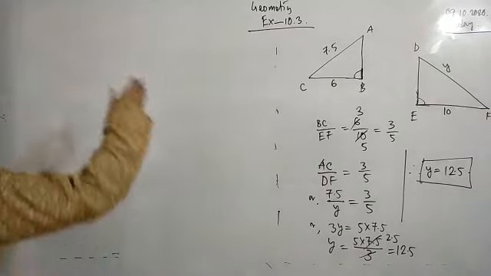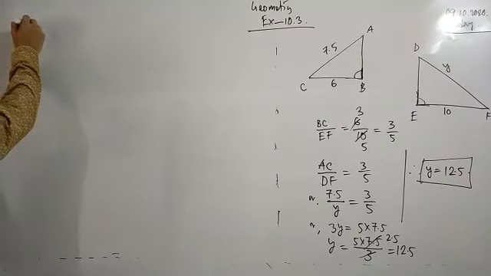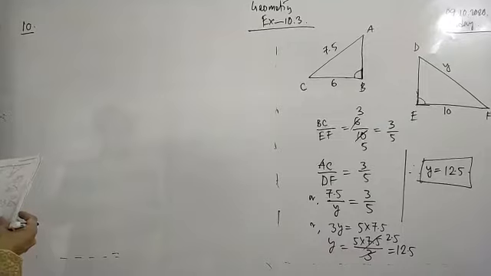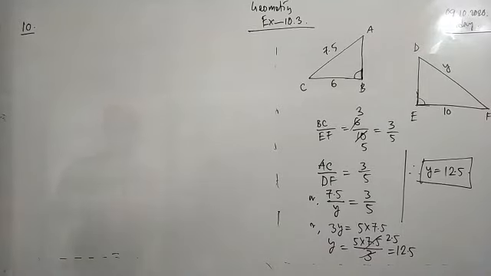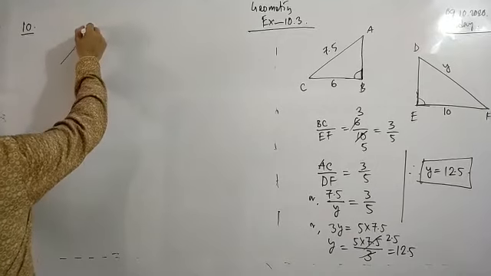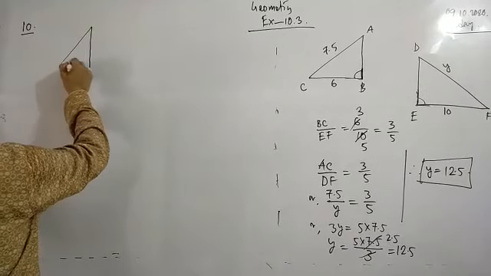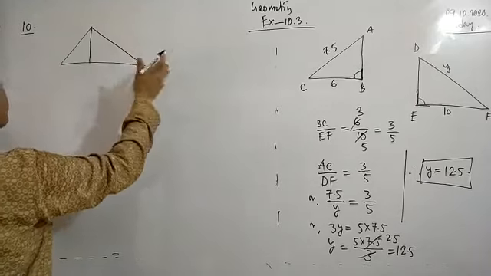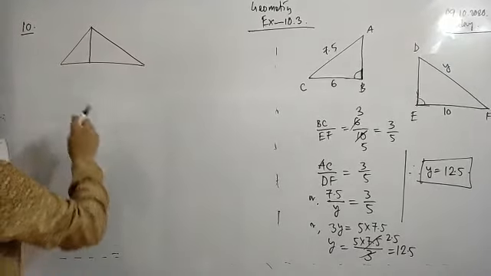Problem 10. Show that the three triangles in the diagram are similar. Three triangles in the diagram. So look at that, here one diagram is given. Okay, this is our diagram.